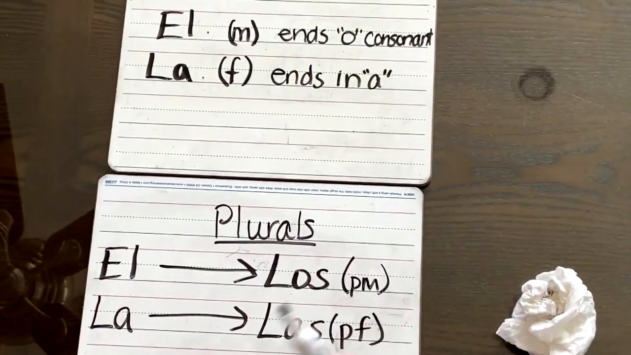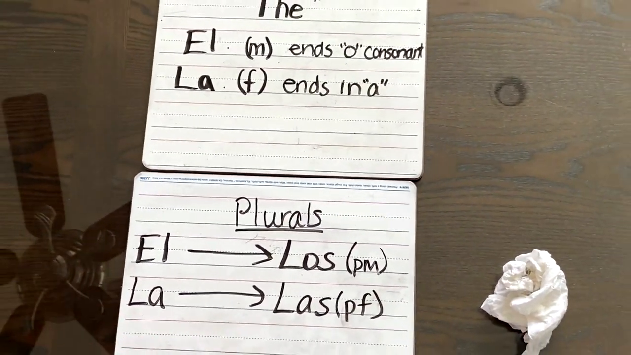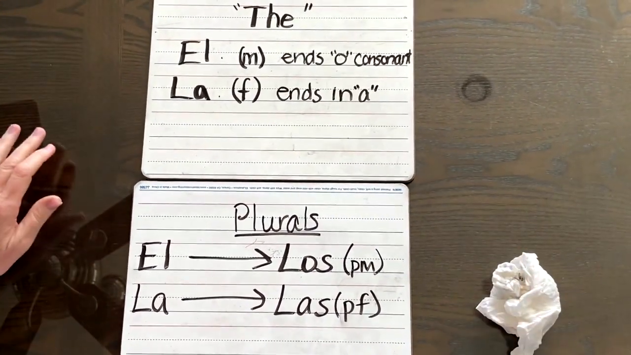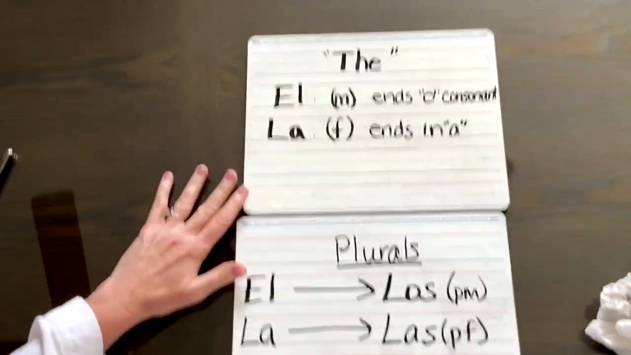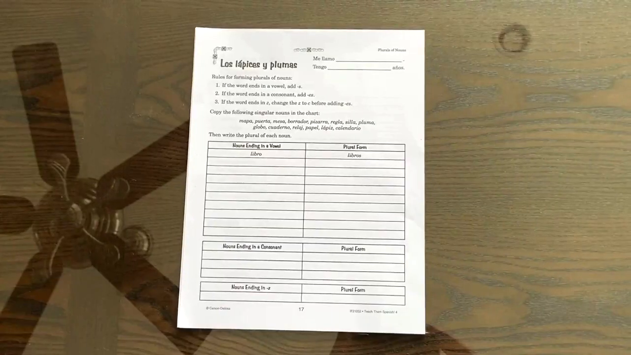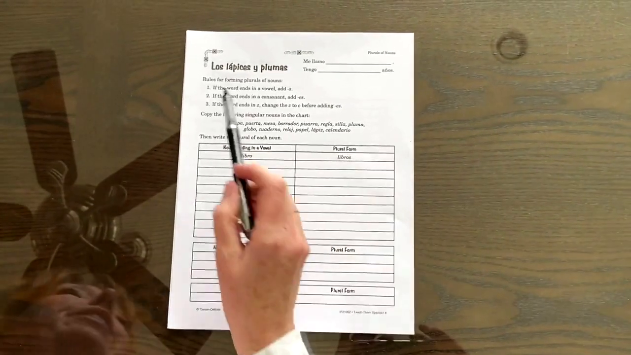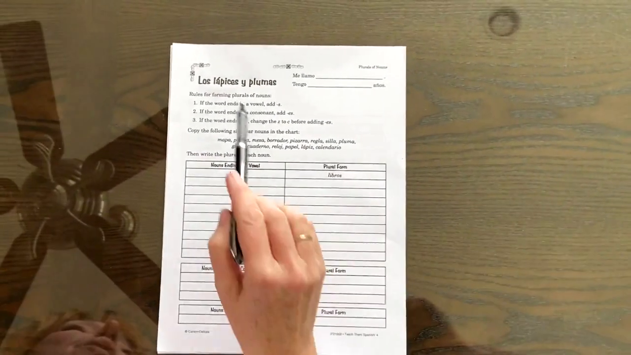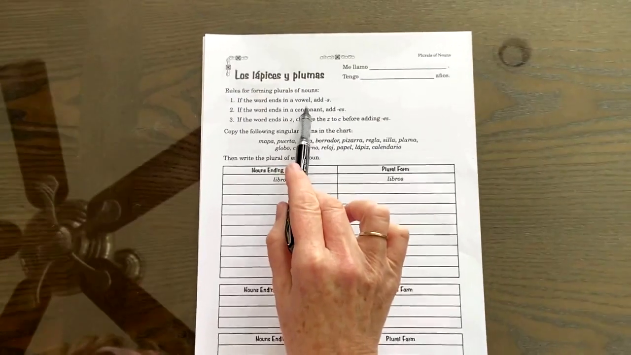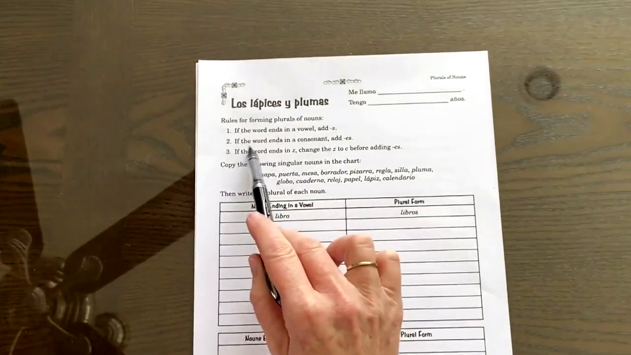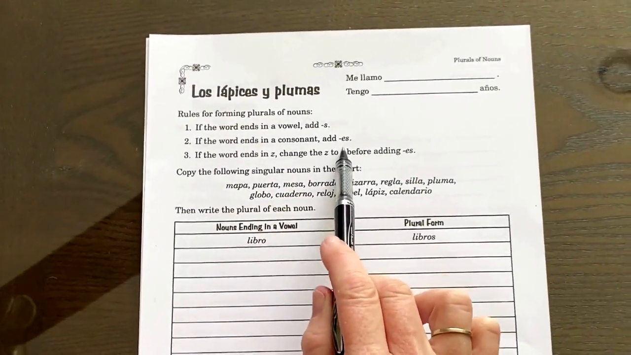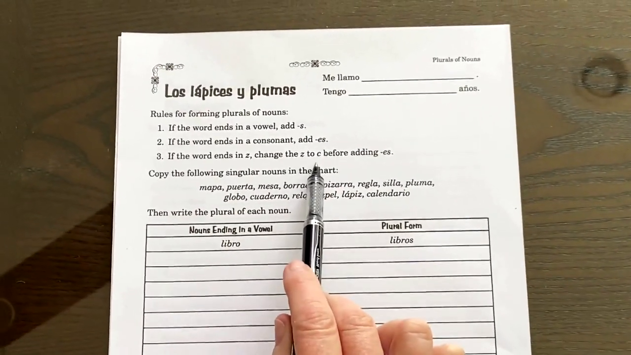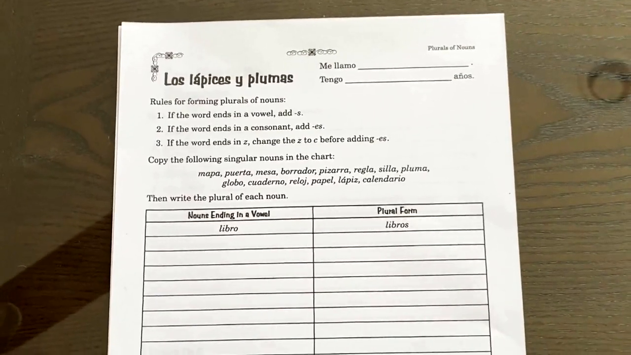So we're going to keep that in mind when we're talking about our vocabulary that had to do with classroom objects. I want you to pull out now the worksheet that says los lápices y plumas on it. Okay, again, they're going to have the rules for forming plural nouns, which we learned in our Zoom lesson last week, which was if the word ends in a vowel, just add an S. If the word ends in a consonant, add an ES. And if the word ends in a Z, change the Z to a C before adding an ES.